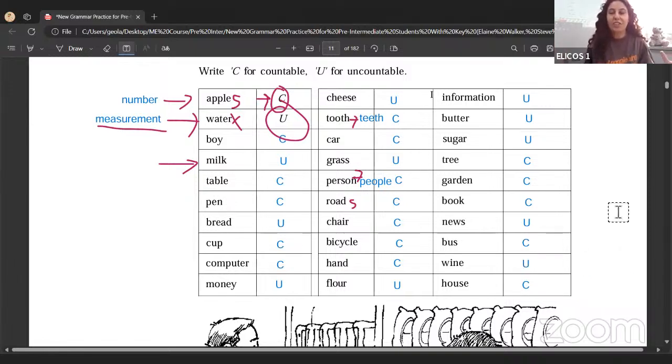Okay, so very good. You know how to say if a noun, an object, is countable or uncountable. So make sure you understand what these words mean. Countable or uncountable. Countable, I can count 1, 2, 3, 4, 5. But uncountable, I need a measurement to talk about the plural.